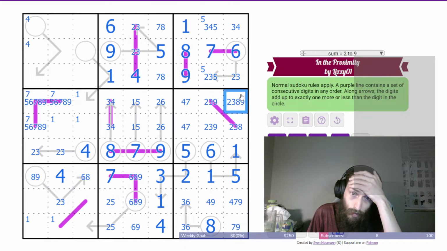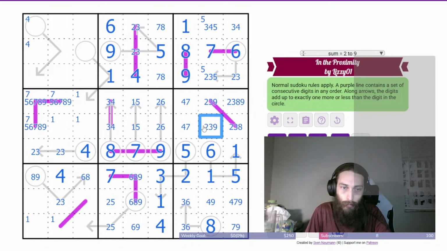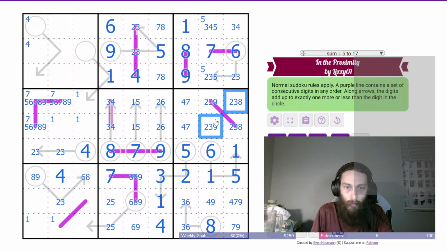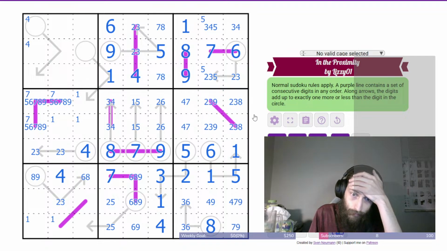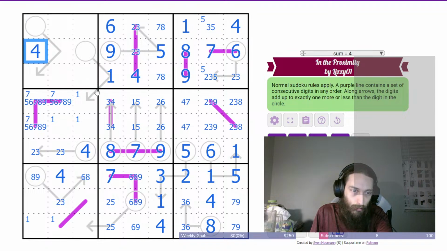Okay. This cannot be 9, because then this would be a 2, 3, and this would not be able to be anything. So either this is 8 and 9, or that is 8 and 9. The 2, 3, 8 triple makes this a 4, and this not a 4, and this is a 4, that not a 4, and this isn't a 4, so that is. All the 4s are done.